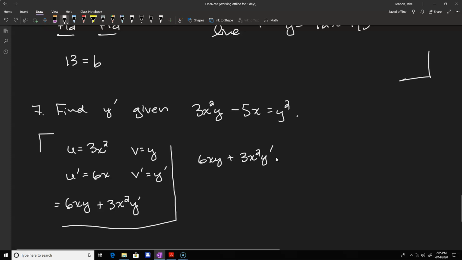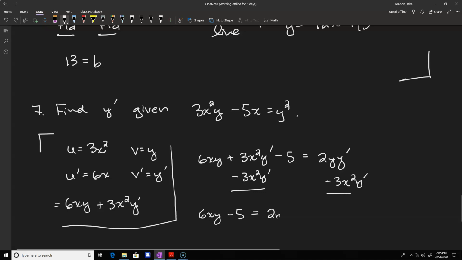Then the derivative of minus 5x is just minus 5. And the derivative of y squared would typically be 2y, but because we're doing implicit differentiation, it's going to be 2y times y prime. So then what we need to do is gather the y primes on one side and factor them out. We'll do that by subtracting 3x squared y prime on both sides. So we have 6xy minus 5 equals 2y y prime minus 3x squared y prime.